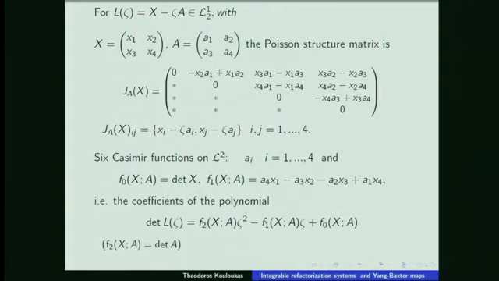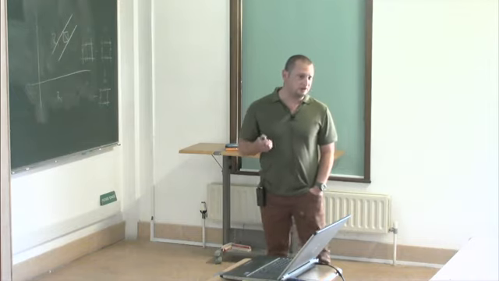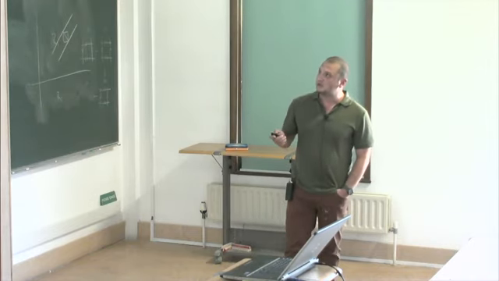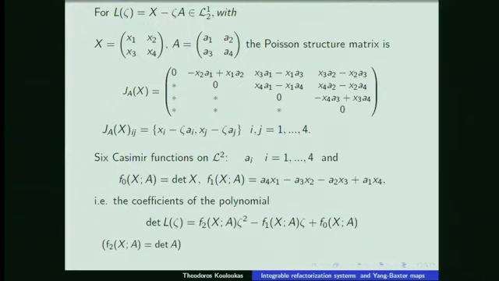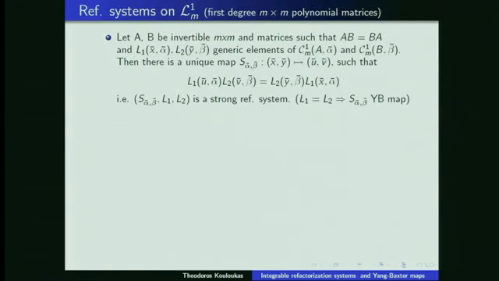And what we do in general is to put some constant values on the Casimir functions, and we solve this equation here with respect to two elements of the matrix X. So in this way, we reduce the matrix L zeta to the level sets of the Casimir functions. And in this way, we construct Lax matrices. So we claim that this is a Lax matrix of a refactorization system. So here is an outline of the construction that we have presented.